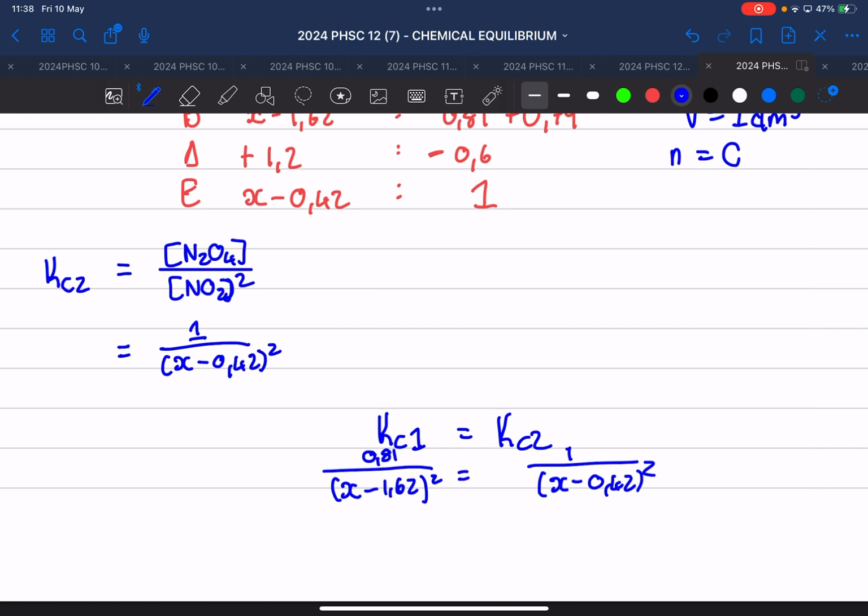Okay, can you solve this mathematically? We are going to cross multiply to have 0.81 times x minus 0.42 squared equals x minus 1.62 squared. Then go further on with solving for x.